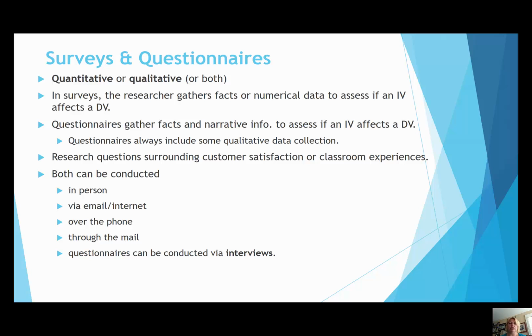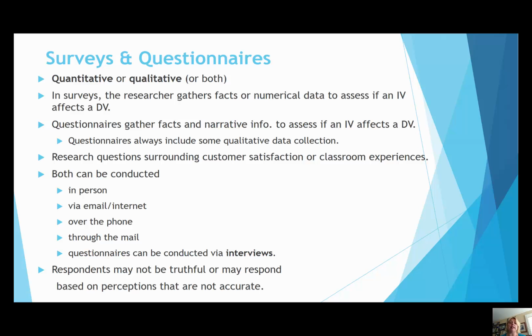Both can be conducted in person, meeting someone. You oftentimes are approached by people in the mall or other places. Through email or internet, which is very common. I use SurveyMonkey a lot for surveys and questionnaires. Over the phone, which is less and less common today. Through the mail and paper and pen, or questionnaires can be conducted via interviews, face-to-face, on the phone, where a researcher asks questions and fills out the answers as the person responds. Respondents may not be truthful, or they may respond based on perceptions that are inaccurate. These are concerns that we have with surveys and questionnaires.